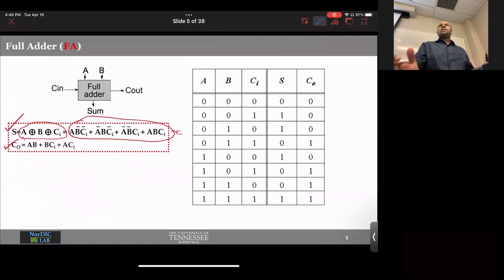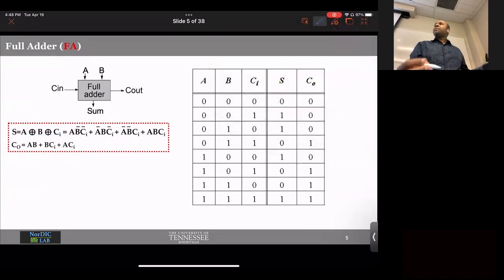Okay. Anyways, the sum function is nothing but a 3-input XOR gate. Yeah, let's see whether that makes sense to us. Let's look at whenever this sum function is 1.